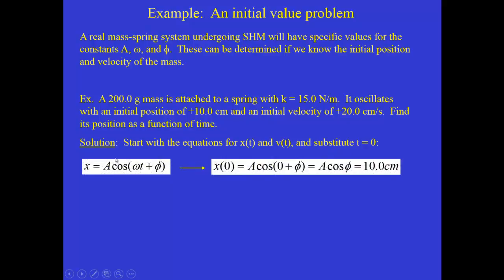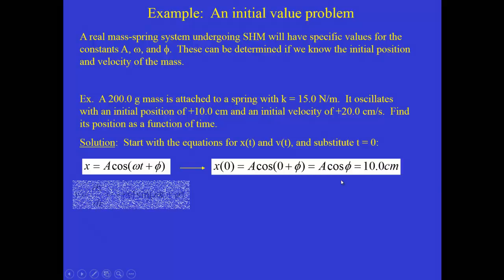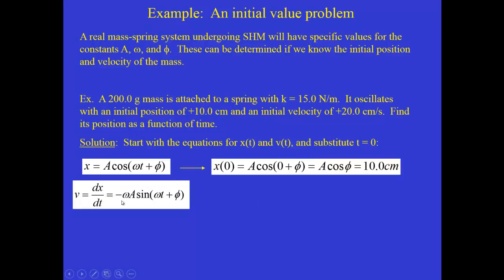So x is given by A cosine of omega t plus phi. If we plug in t equals 0, we get A cosine of 0 plus phi, which is just A cosine phi, and the problem statement tells us that that value is equal to 10 centimeters. So here's an equation that involves A and phi, but they're both in the same equation, so we can't solve for either one of them directly, which is why we need another equation. We need the equation that tells us the general form for the velocity of this mass.